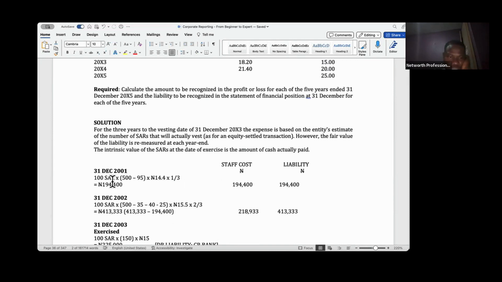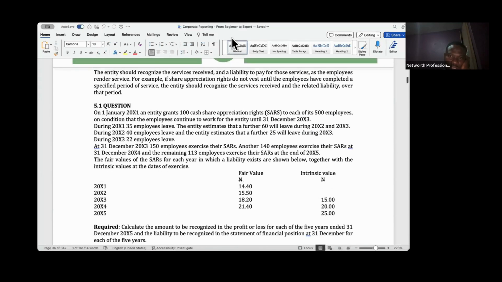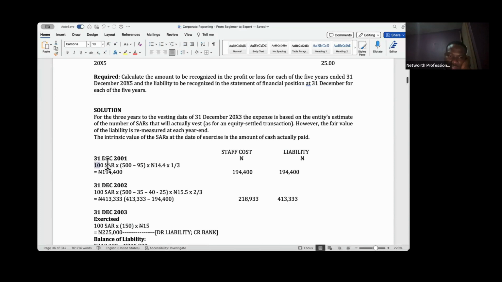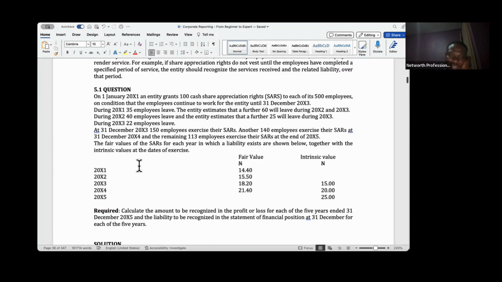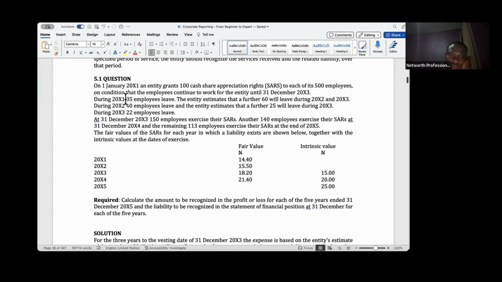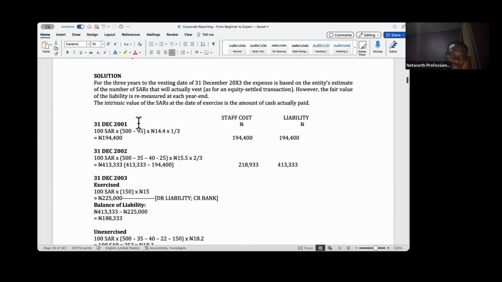So in 2001, remember, we have 100 share acquisition rights. 100 multiplied by 500 times minus 95, 405. We all did this together. And this 95, like I've explained to you, is 30 plus the people estimated to leave, making 95. So we have 405, this minus this.